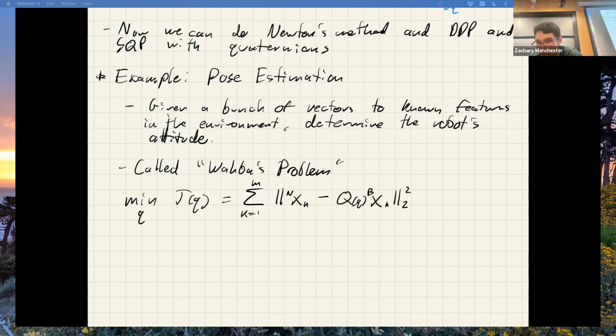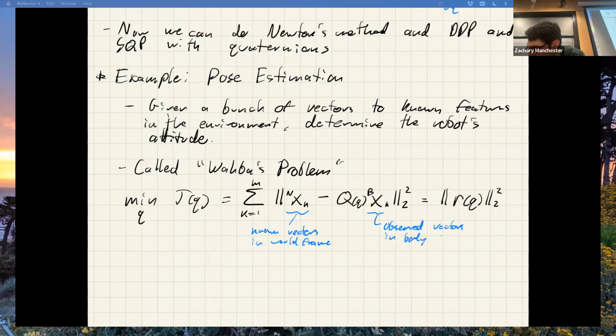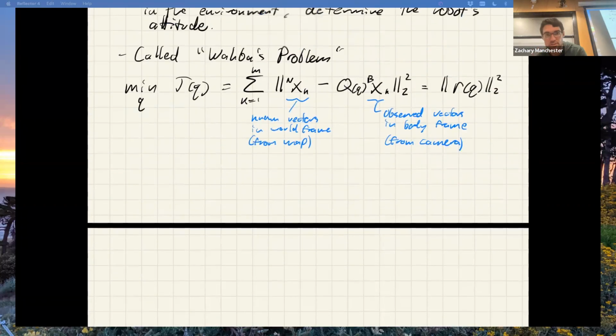That's it. And I'll rewrite this slightly as this residual function, R of Q, 2 norm squared. So the thing inside the 2 norm squared, we're going to just call the residual. So the difference between those body inertial things, right? And then these are known vectors in the world frame. And then these are observed vectors in body frame. So this would be like from a map. This would be like from a camera. Cool.